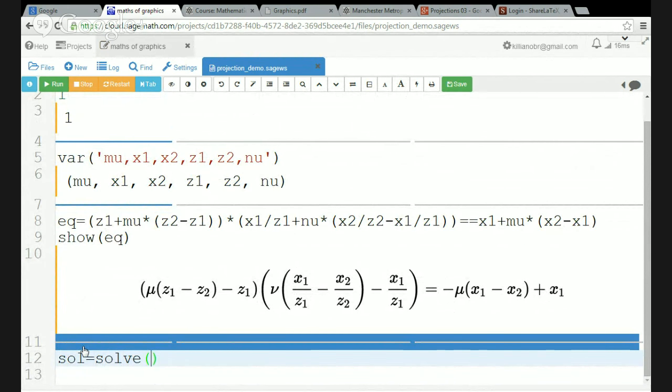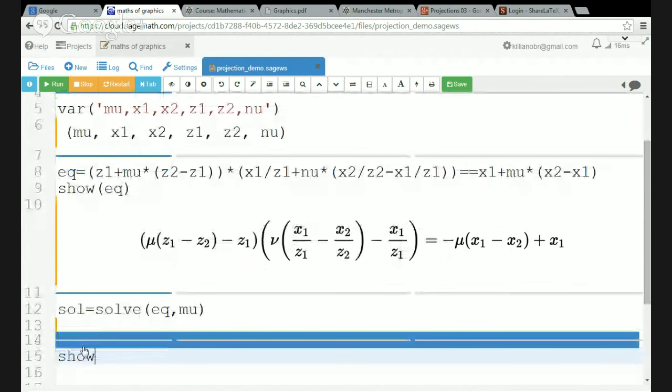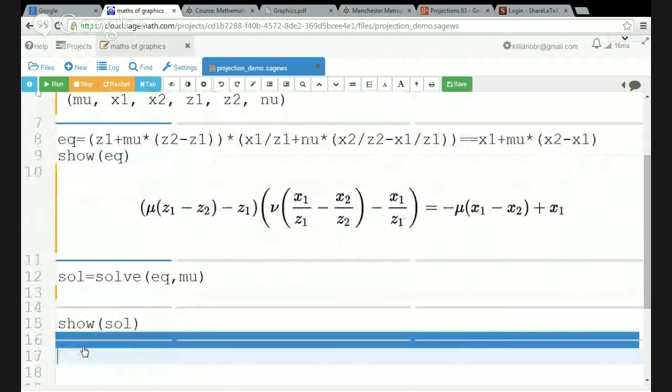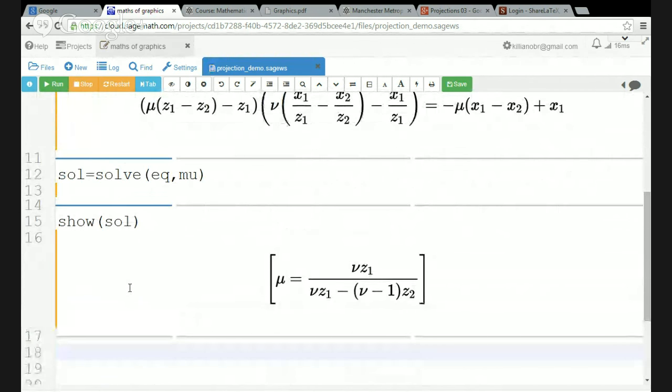So we just want to solve the equation. Now we have to tell it which variable to solve for. We're solving here for mu. We want to work out what mu is in terms of everything else. It seems to have solved it without any complaint. Let's get it to show us the solution. Ooh, nice. We get this nice solution for mu.